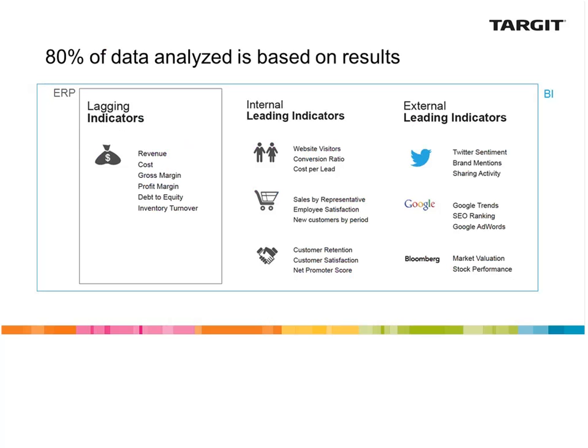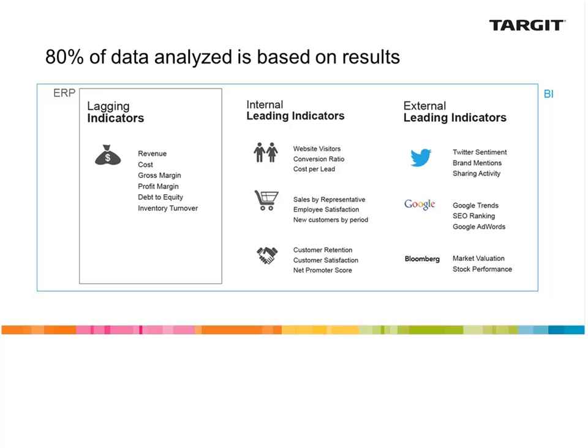What you really want to be focusing on is internal leading indicators, for one, which could be customers coming into your store, website visitors, sales by representative, employee satisfaction, customer retention, customer satisfaction. External leading indicators could be: what are people saying about you and your company on Twitter, Facebook? What are Google Trends telling you? What is your SEO ranking when people are searching for your company on the internet?